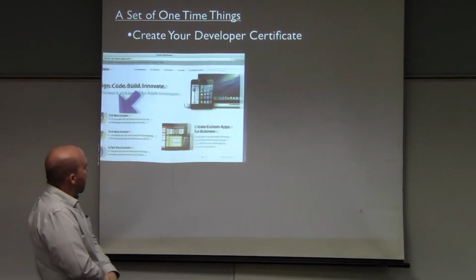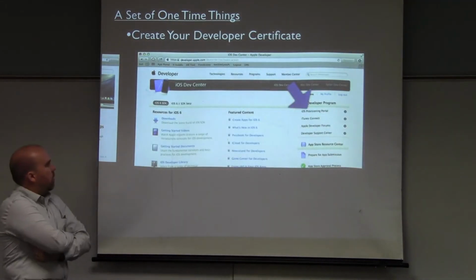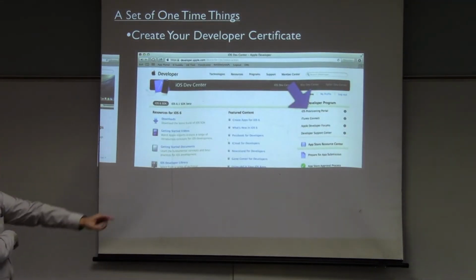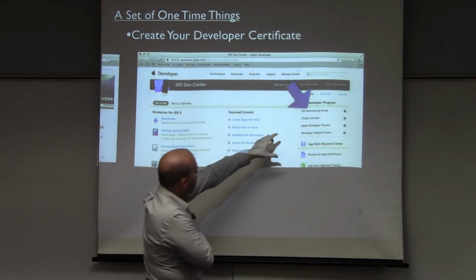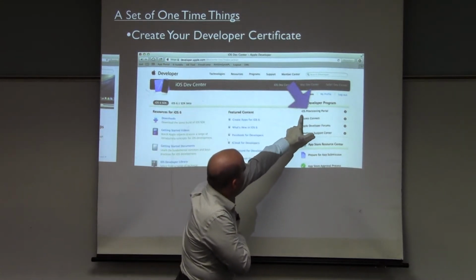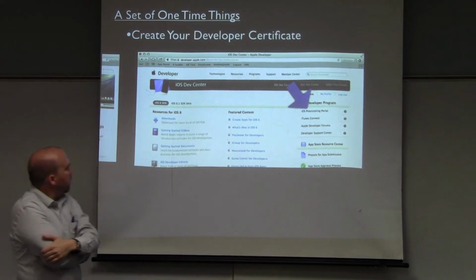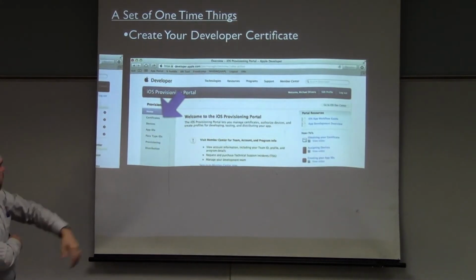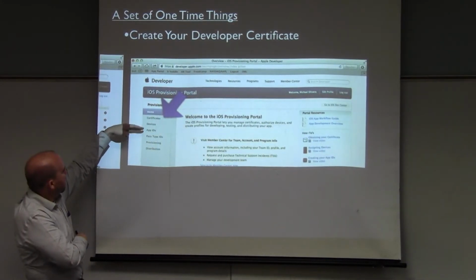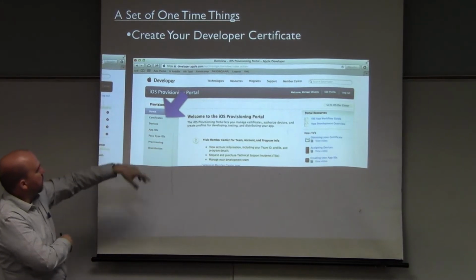Now, when you click on that, you have various links everywhere, but the one we're going to be focusing on primarily is a section here called iOS Provisioning Portal. The iOS Provisioning Portal gives you access to various things like certificates, devices, app IDs, and so forth, which we're going to talk about in a second.